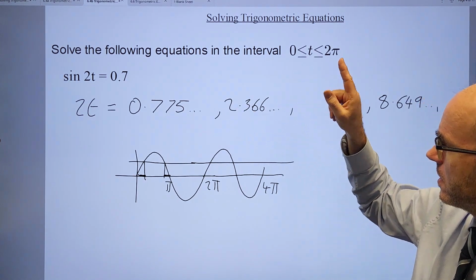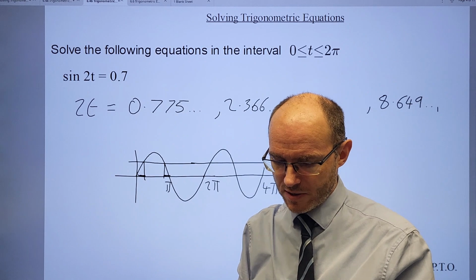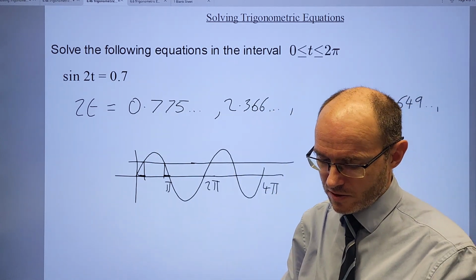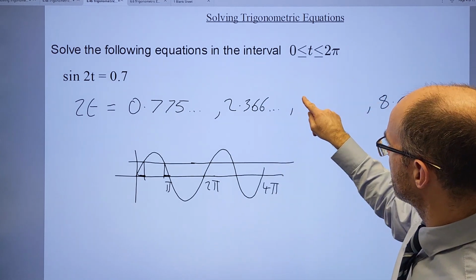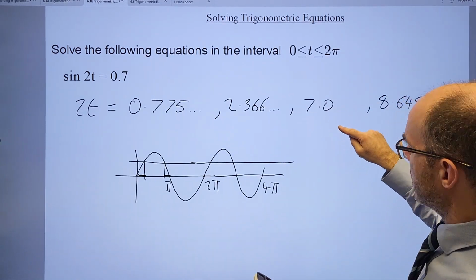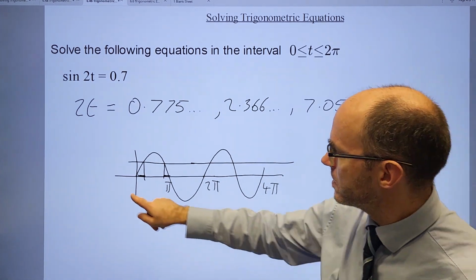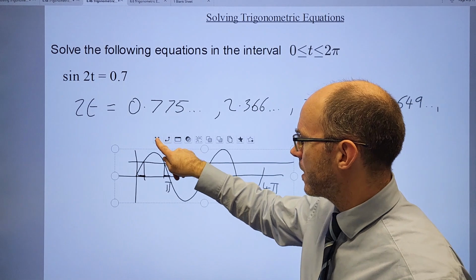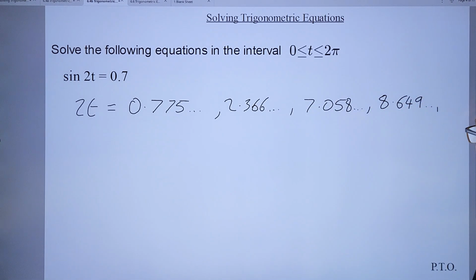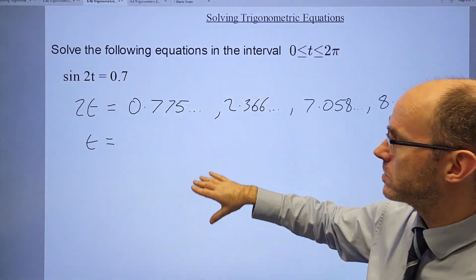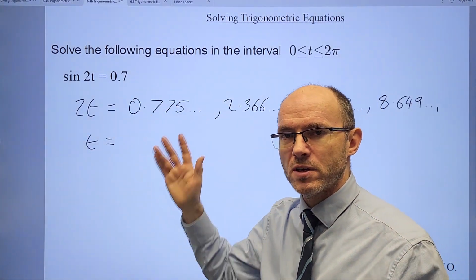And then I will get this one back up again. So it was the inverse sine of 0.7, and that's added to 2 pi, which gives 7.058. So you've got those values there. Then divide everything by 2. I suggest you do it in that order, because if you start to divide by 2 and then try and figure out retrospectively what your answers are, you might get a little bit lost.